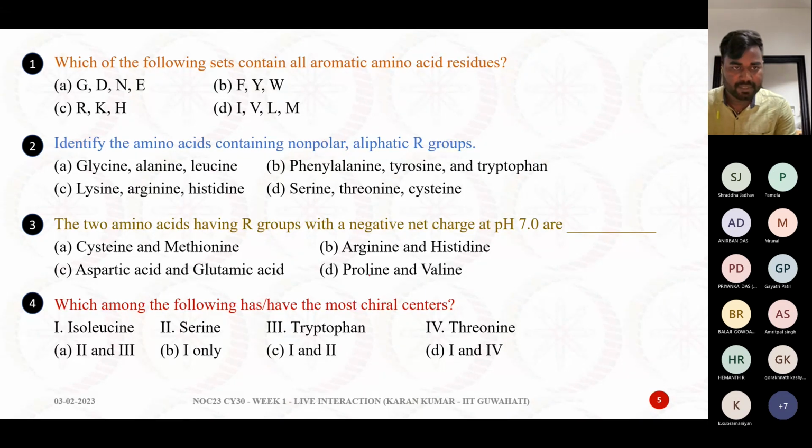The first question is, which of the following sets contain all aromatic amino acid residues? Option A: G, D, and E. Option B: F, Y, W. Option C: R, K, H. Option D: I, V, L, M. For solving this, you need to know the 1 letter codes for amino acids, the 3 letter codes for amino acids, and what the different amino acid side chains are. Those who are aware may answer, and then I will discuss.